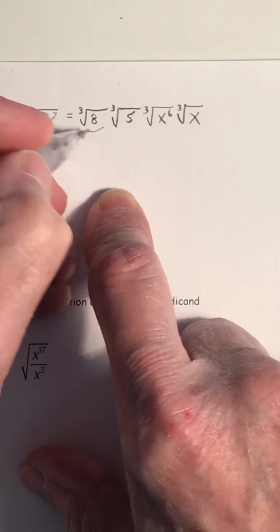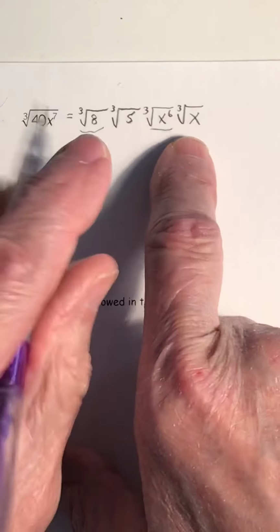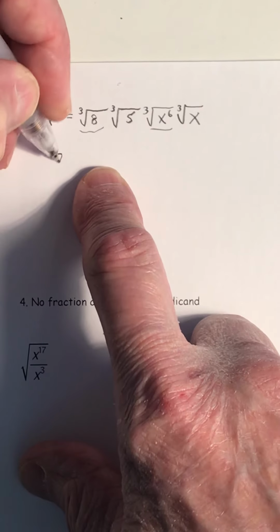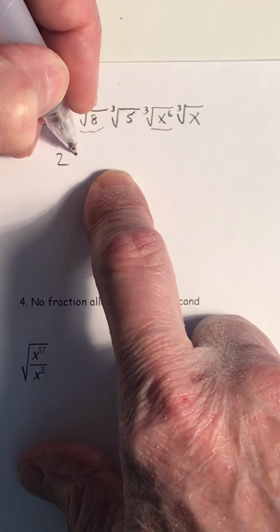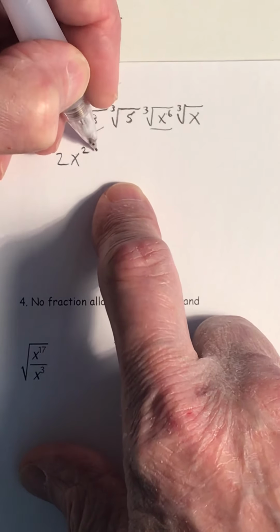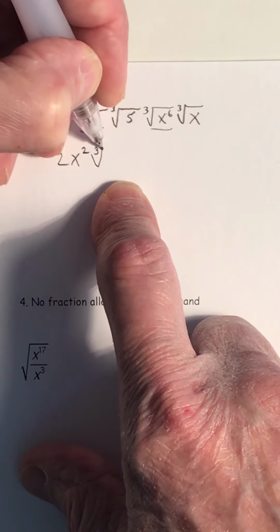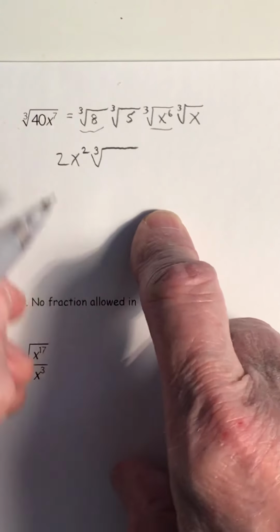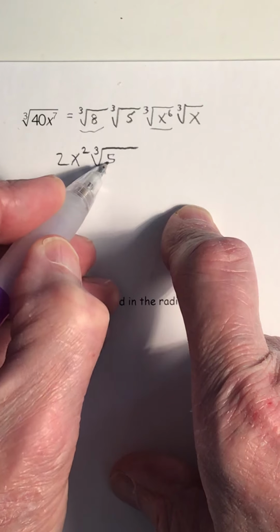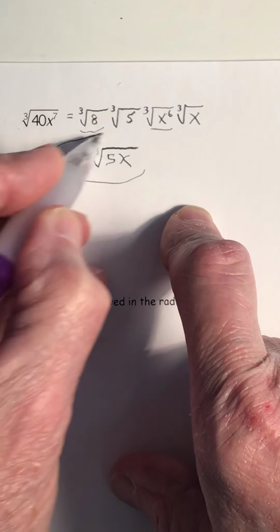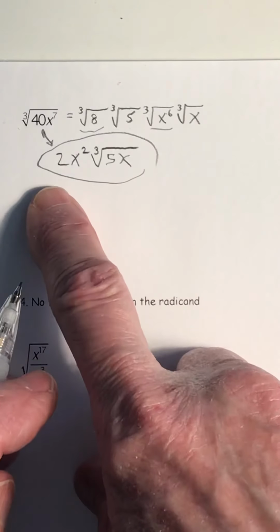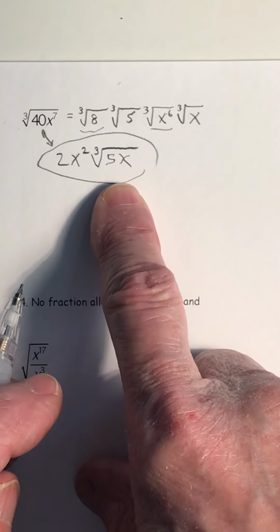And now this is going to change, and this is going to change, and these two will stay under the radical sign. Cube root of 8 is exactly 2. Cube root of x to the 6th will be x to the 6 divided by 3 is 2. And now I get my cube root radical sign here for whatever got left behind, a 5 and an x to the 1st. So this is my simplified version for that. 2x squared cube root 5x.